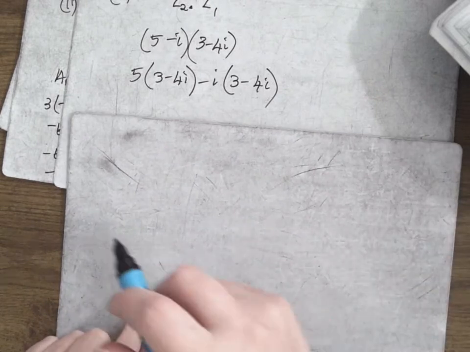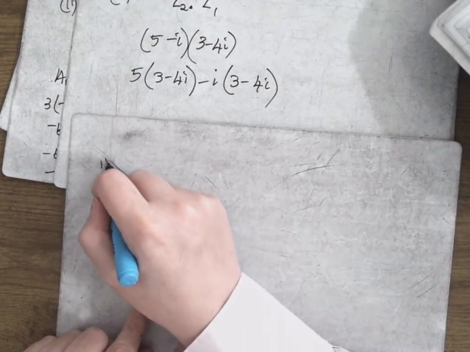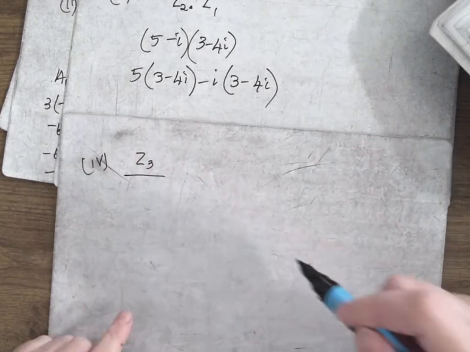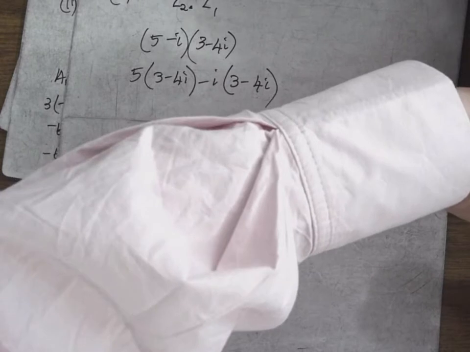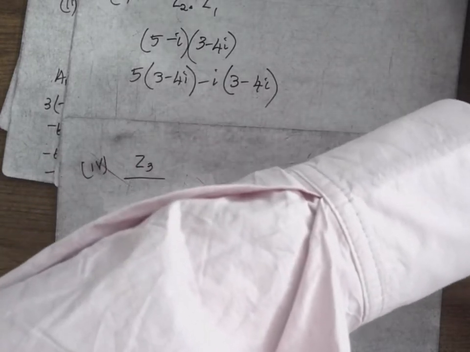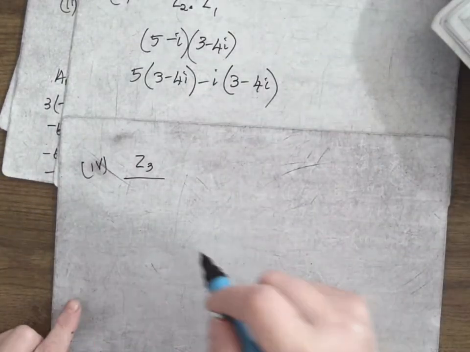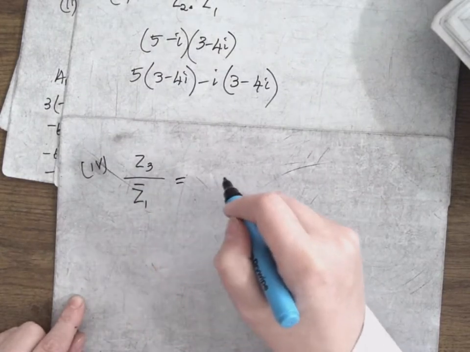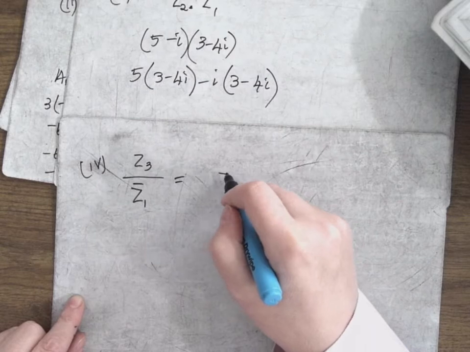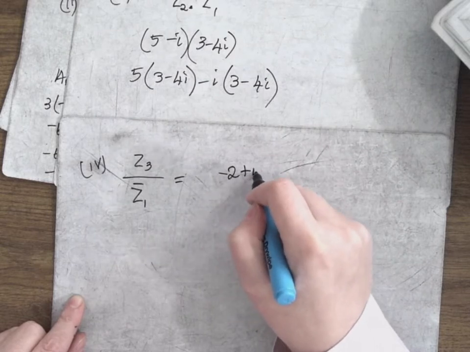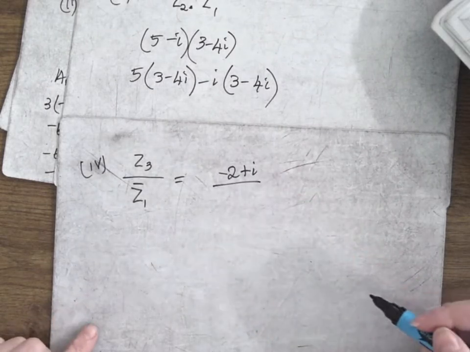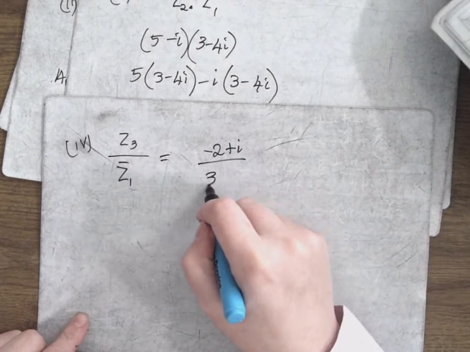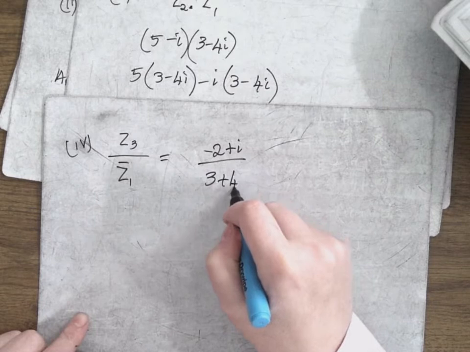Okay. Part 4 then is Z3 divided by, is it Z1 or Z1 conjugate? Z1 conjugate, isn't it? So Z3 is minus 2 plus i. Z1 is 3 minus 4i, so Z1 conjugate is 3 plus 4i.